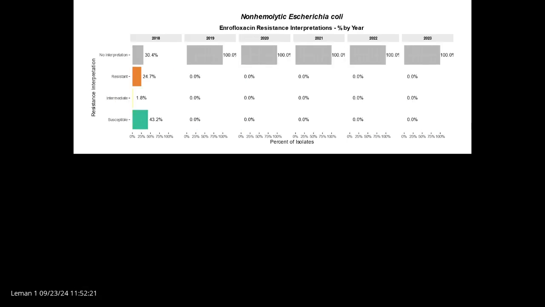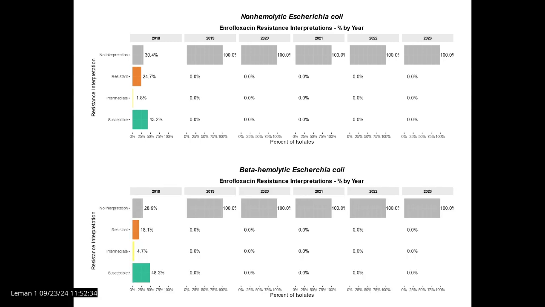All right, enrofloxacin is labeled for E. coli use. We have a lot of no interpretation provided, and so this has to do with our Sensititre information that we're being provided. And we have that on both non-hemolytic and beta hemolytic. 2018 was the last year that that was reported, and we're not going to try to interpret any of that.